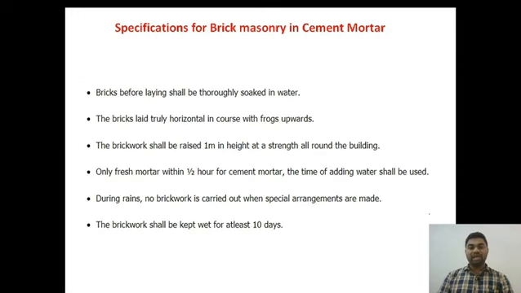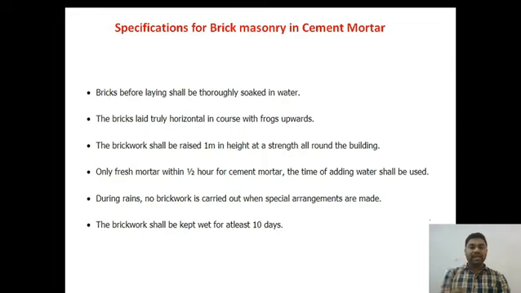Bricks before laying shall be thoroughly soaked in water. Why? Because if we don't soak these bricks in water, then when we do curing or plastering, the water present in the plaster will be absorbed by the bricks, and then no water is left for the hydration of that plastering.